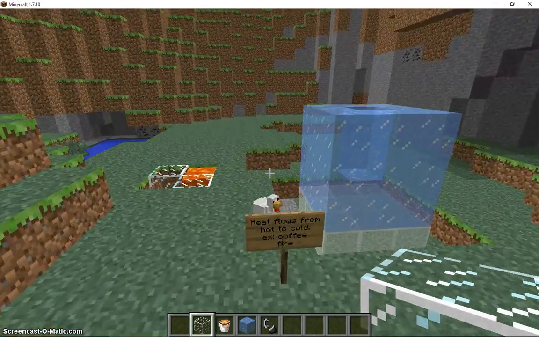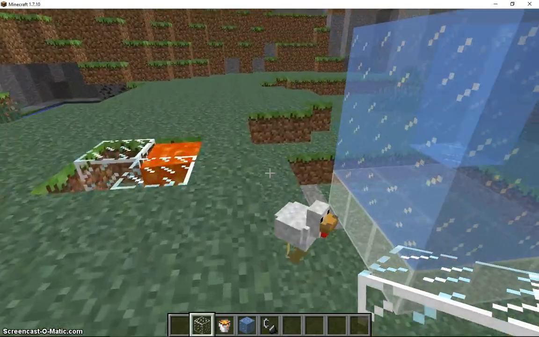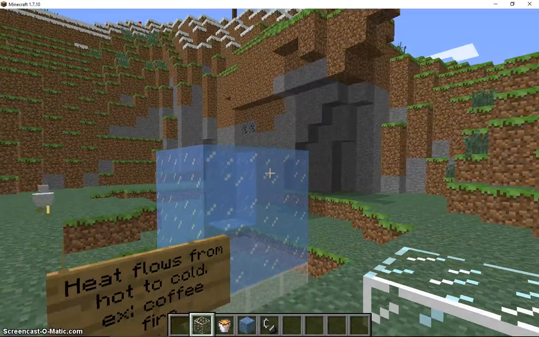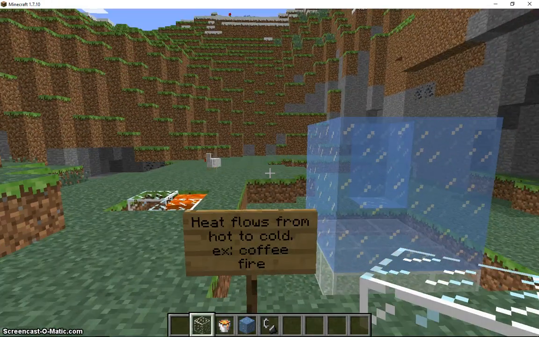Now, how do you go from one state to another? Oh look, a chicken. The way you do that is by thermal energy and adding energy. So heat flows from hot to cold. So example, this is a very hot cup of coffee or hot tea or hot chocolate or something like that. Or any time your food is too hot, what do you do? You let it sit out for a little while.